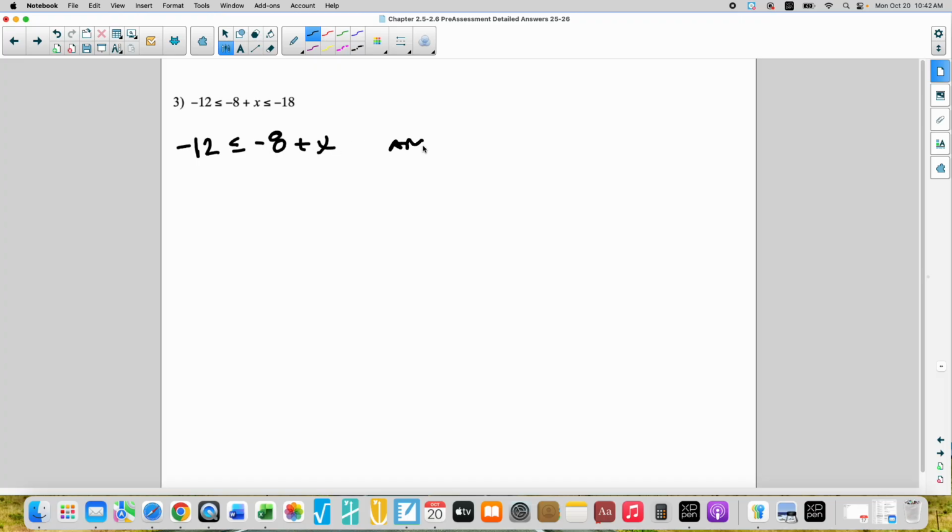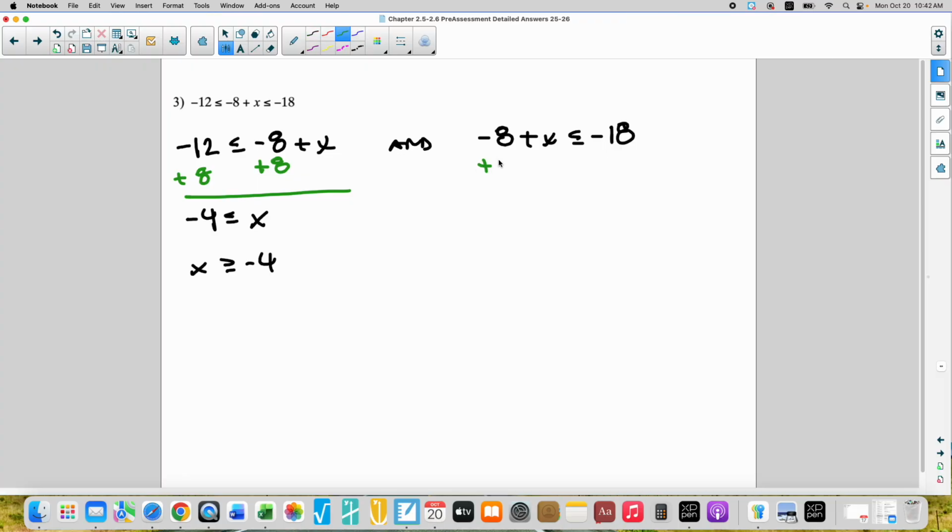This is an AND statement. -8 plus x is less than or equal to -18. So we're going to get rid of that -8 by adding 8, leaving us with -4 is less than or equal to x. I'm going to rewrite it because I like doing that. It just makes it easier for me. There's no confusion on which way I'm graphing.